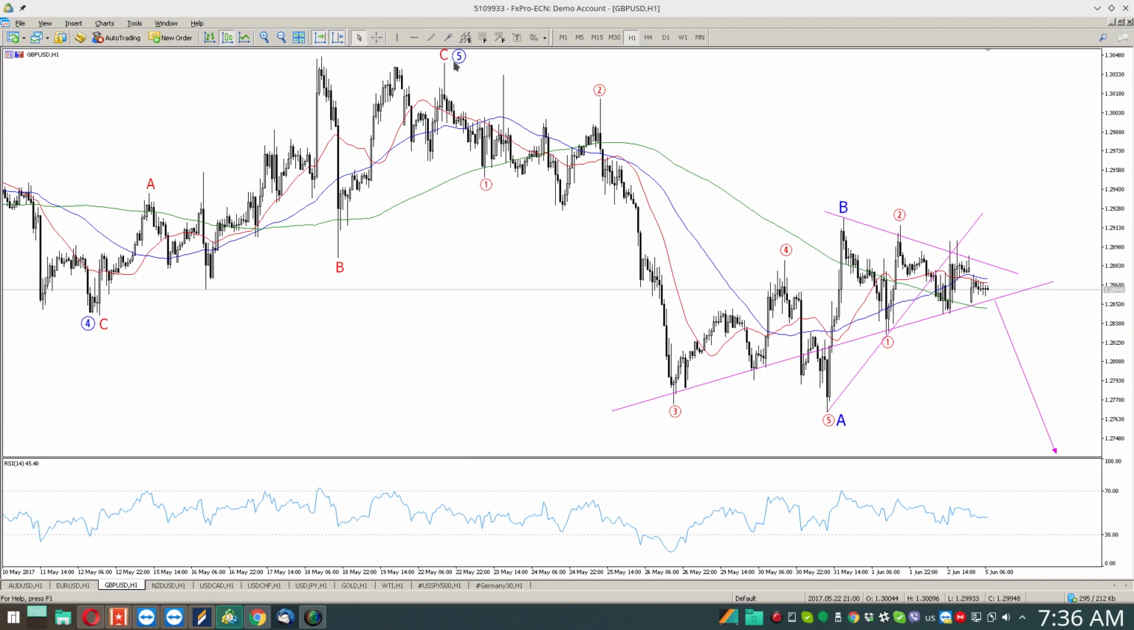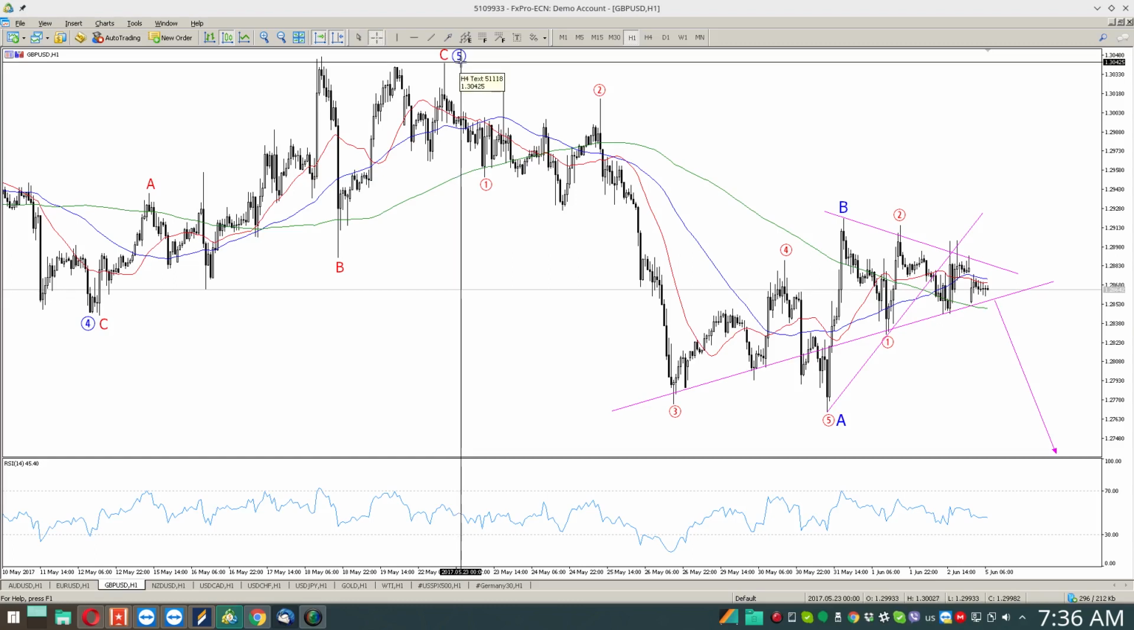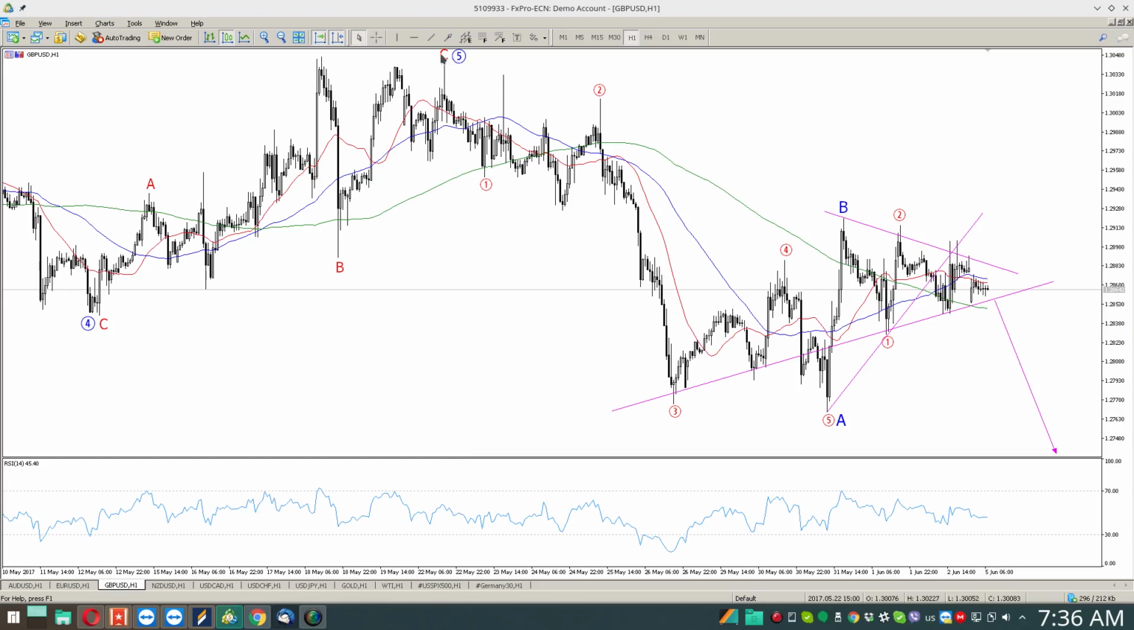with a slight truncation up here, and then I'm looking at one A B C for wave 2, and then 5 waves to the downside. This then is an A B C for wave 4, and another 5 wave move to the downside, like that's 1 2 3 4 5, excuse me.